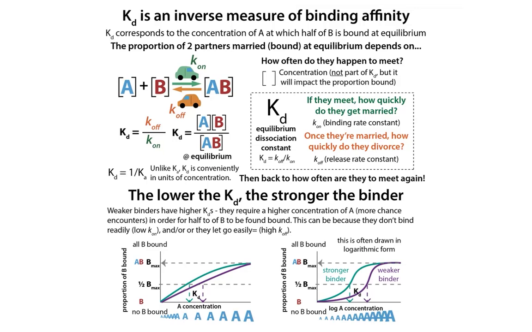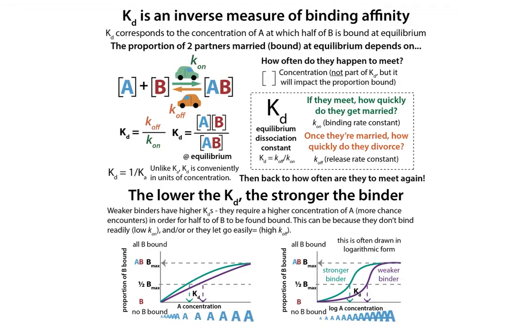And this is where this value called the Kd, or the equilibrium dissociation constant, comes into play. It's a measure of binding affinity, but it's an inverse measure. So a lower Kd corresponds to stronger binding, whereas a higher Kd corresponds to weaker binding. It corresponds to the concentration of one binding partner at which half of its partner is bound at equilibrium.